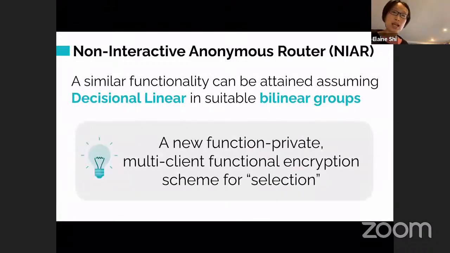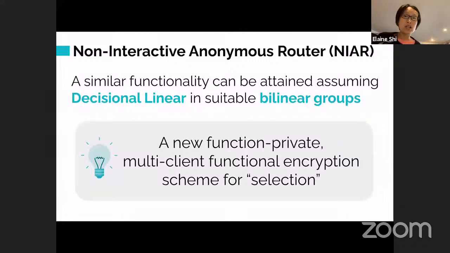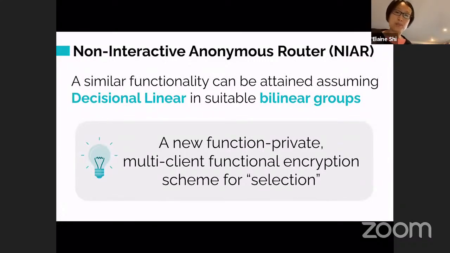I won't have time to go into the technical details, but at the core of our construction is a new function private multi-client functional encryption scheme for the selection operation. This is related to a prior line of work on multi-client inner product encryption, because selection is actually just a special case of inner product. But it turns out all of the prior works on multi-client inner product encryption are not function hiding. Therefore they are not a fit for our purpose. So the main core technical challenge we have to resolve is how to get function hiding.